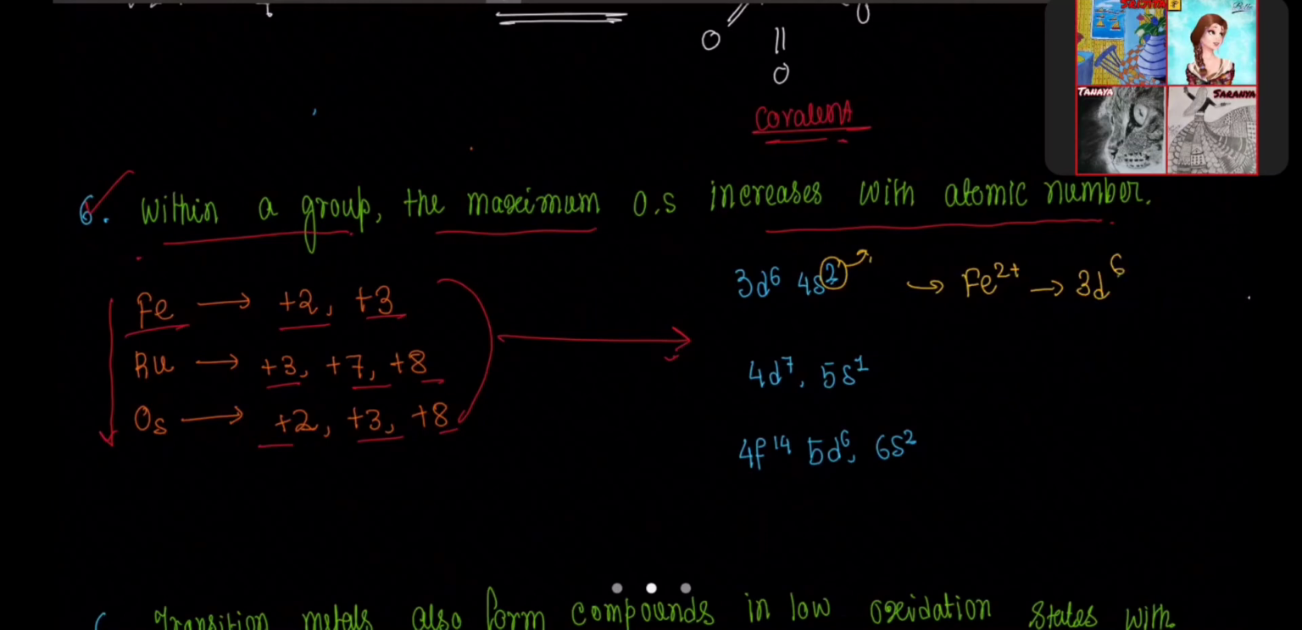Is it stable? No, it is not. So take out one more electron to make it 3d5. Now it is stable. So Fe3+ and Fe2+, both of them are there.